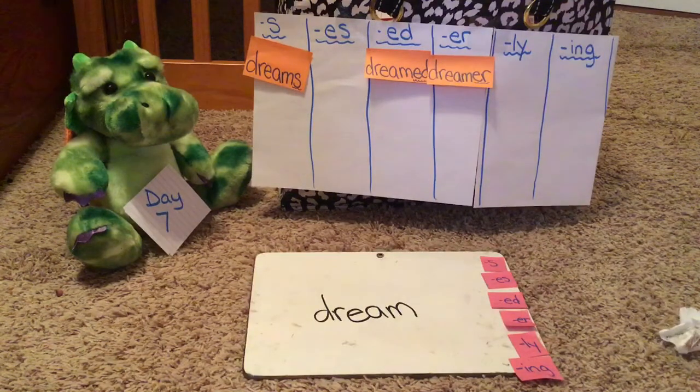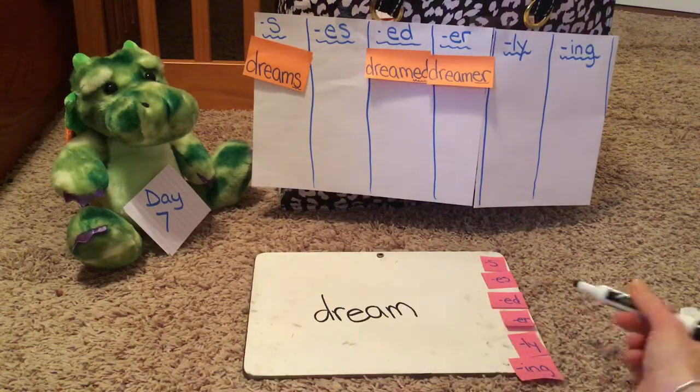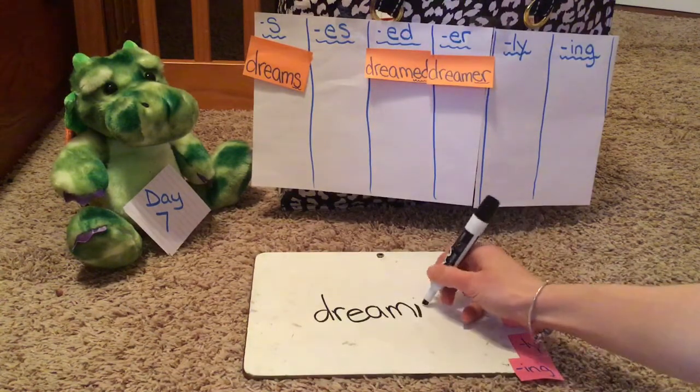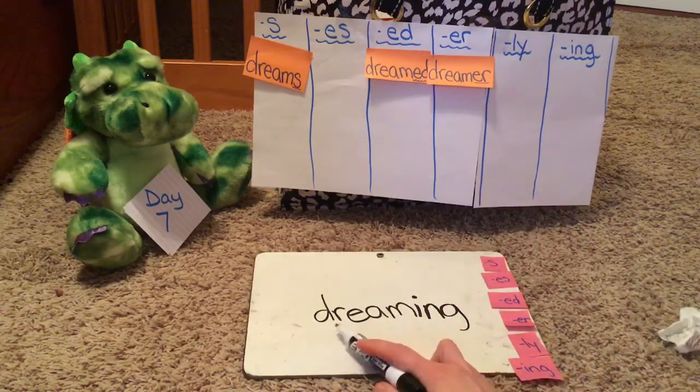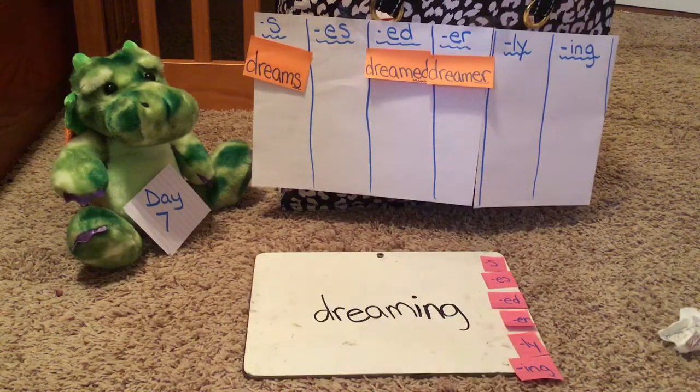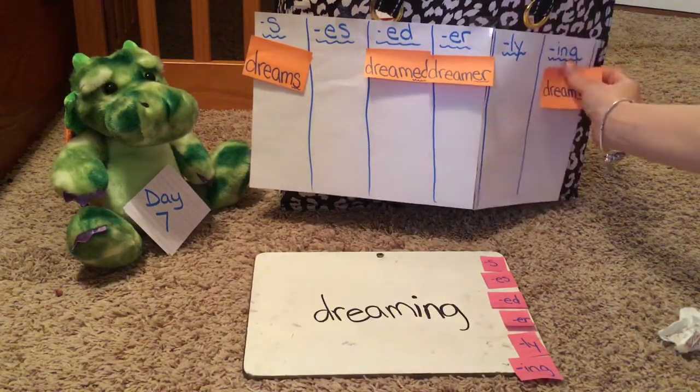Okay, back to my base word. Now I want to make my word dreaming. Again, M is a consonant, so all I need to do is add an ING. Now my word is dreaming. I'm going to add dreaming to my ING column.